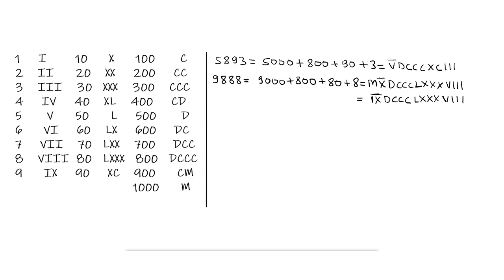Let us write 10,543. 10,543 is 10,000 plus 500 plus 40 plus 3. This is equal to 10,000 is written as X bar, 500 is D, 40 is XL, 3 is III. So 10,543 is X bar, D, XL, III.